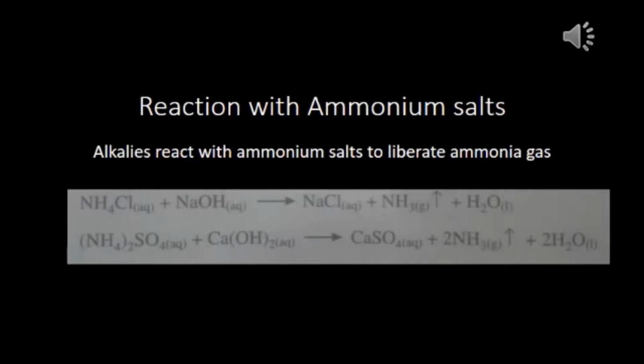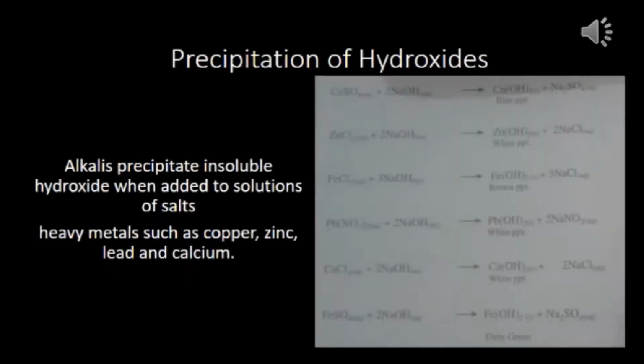Reaction of bases with ammonium salts. Alkalis react with ammonium salts to liberate ammonia gas. This alkali reacts with sodium hydroxide and it will produce a salt, that is sodium chloride, ammonia gas and water, as you can see in the below reaction.